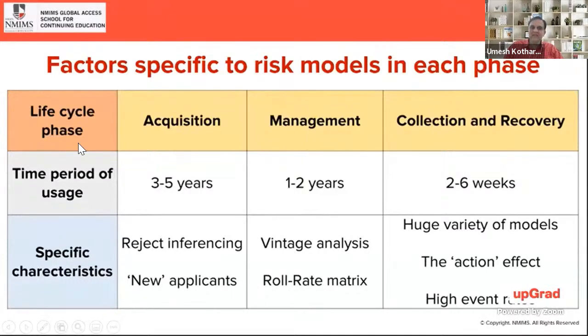Specific characteristics: in acquisitions, we saw reject inference and what treatment we want to give. Roll rate matrix or delinquency and vintage analysis is the data trend analysis that you would like to do. And recovery and collections is a variety of models depicting a certain behavior, the action effect of the customer, and high frequency rates.